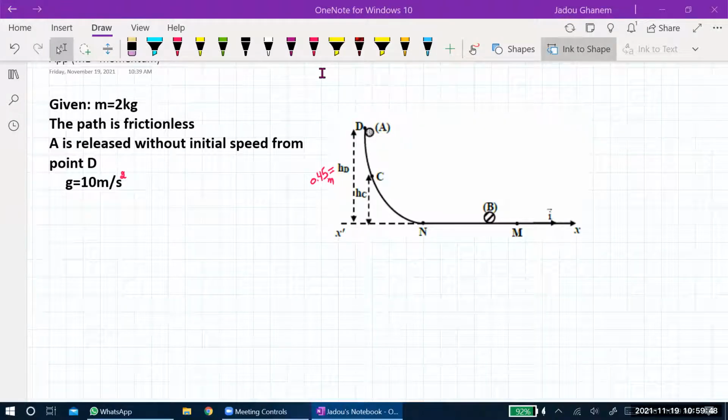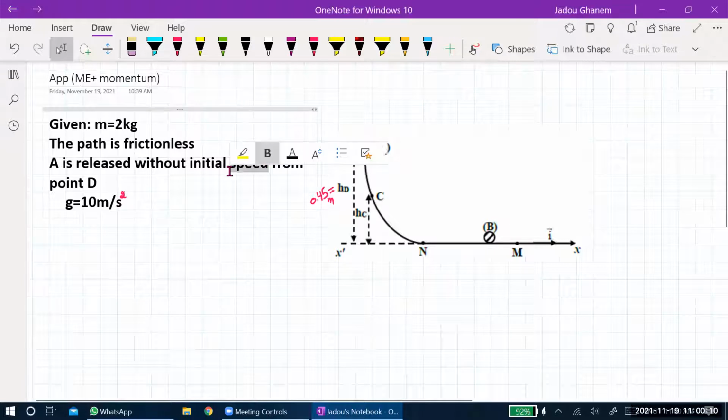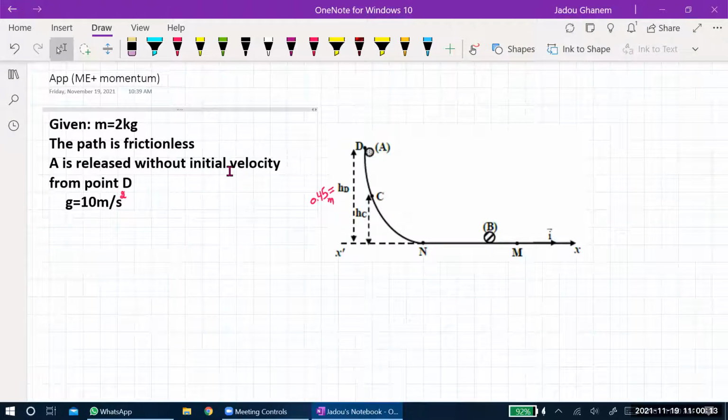As you can see in this exercise, it's a mix between chapters 1 and 2, linear momentum and mechanical energy. As you can see on the figure, we have two spheres, one named A, the other B. They said that A is released without initial velocity from point D. The path is frictionless, so the mechanical energy will be conserved while rolling down from point D to C to N. Let's start with the first question.